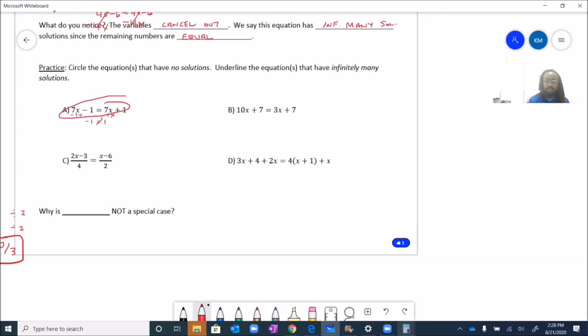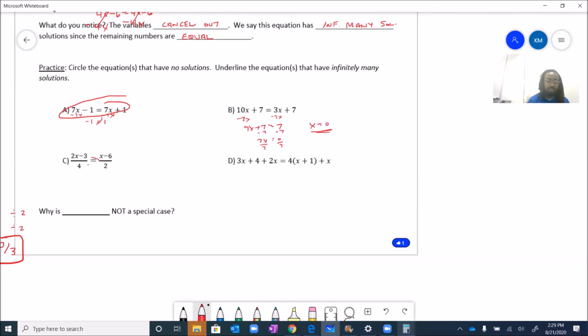For B, we subtract 3x from both sides. We end up with 7x plus 7 equals 7. And then we would subtract 7 from both sides, and we get 7x equals 0. A lot of people, especially first learning this, will say, well, there's no solution. No, remember that no solution happens when our variables cancel out. Here we still have our variables. Divide by 7 on each side, we find that x is 0. Definitely has a solution.